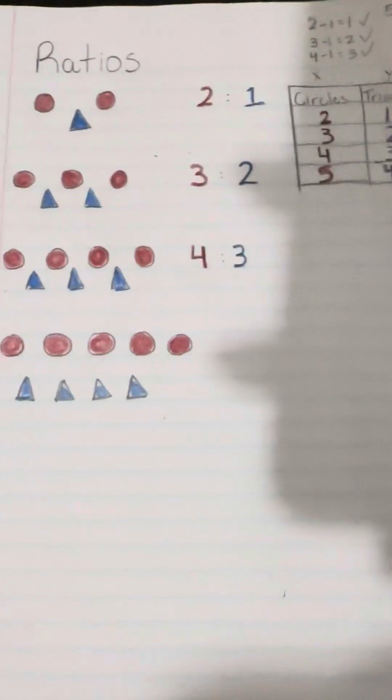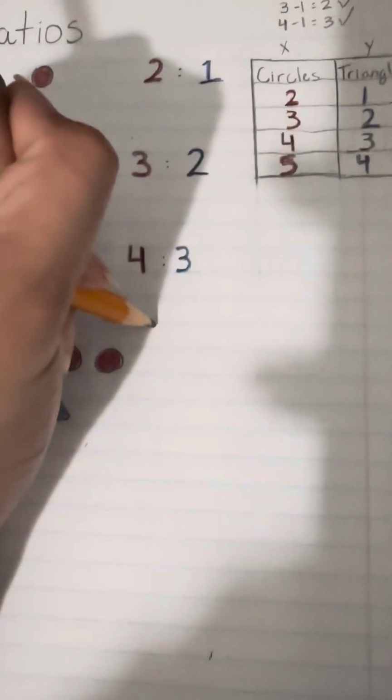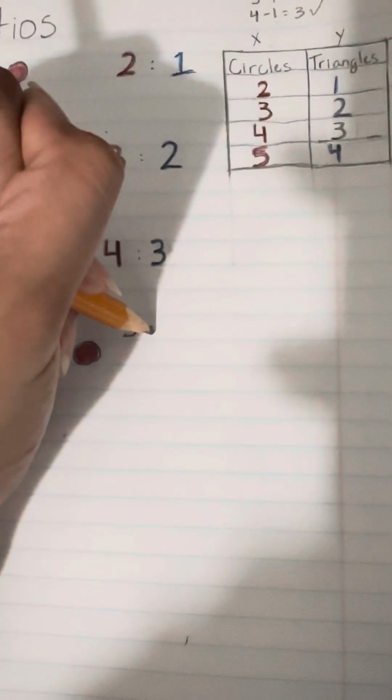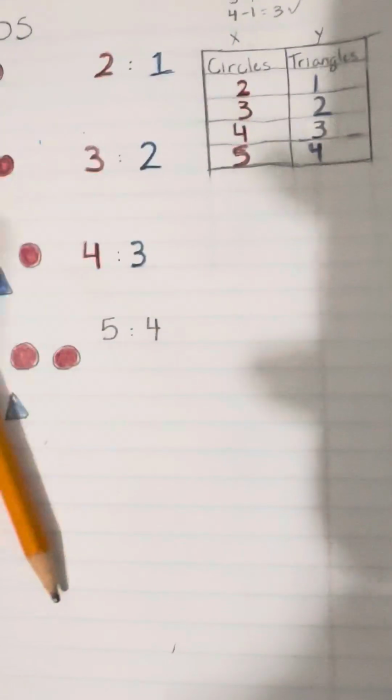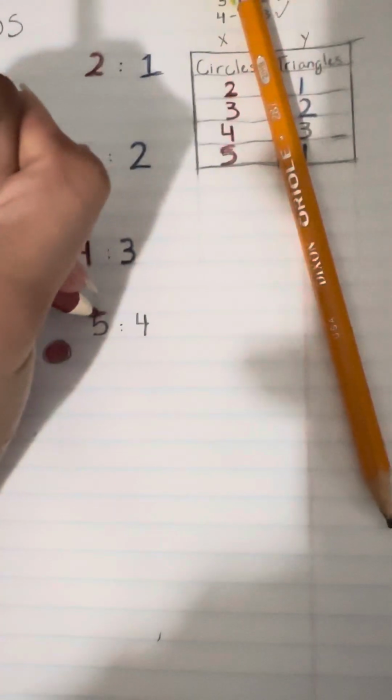So I'm just going to draw them in here. And I just color coded it, so hopefully it made things easier. And there we have it. That is how we can solve for ratios using a ratio table.